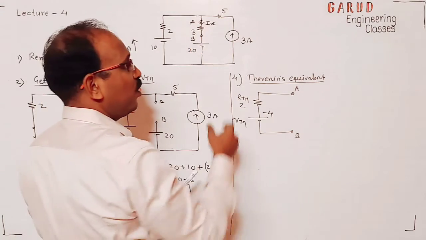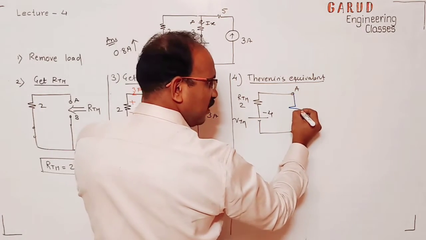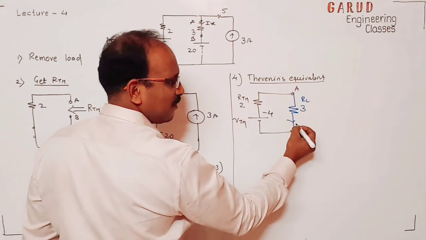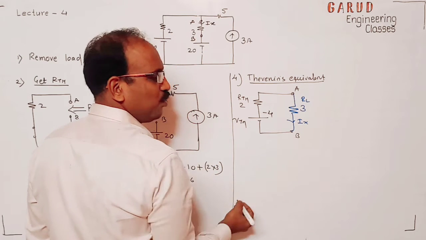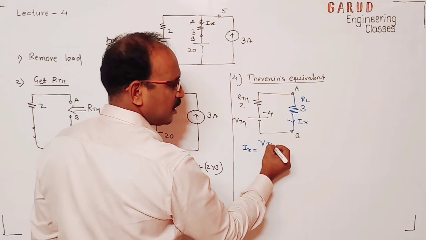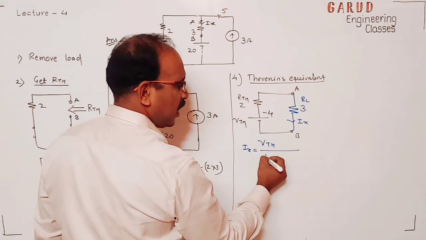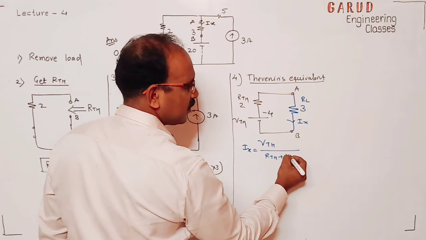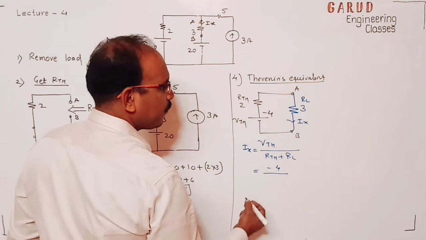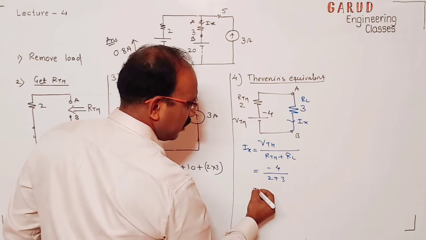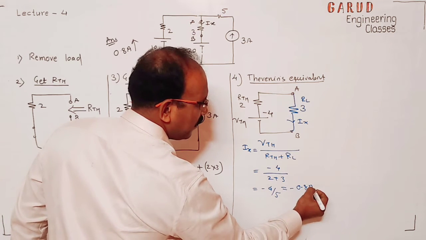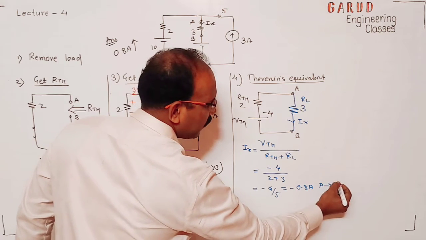Now what you do? Whatever the load resistance was removed, now here you connect that. That is 3, which is RL. So what is current here? That is from A to B. Rx you require. So what is Rx? Rx equals to VTH upon RTH plus RL, that is equal to minus 4 upon 2 plus 3, minus 4 by 5 amperes, that is 0.8, minus 0.8 amperes from A to B.